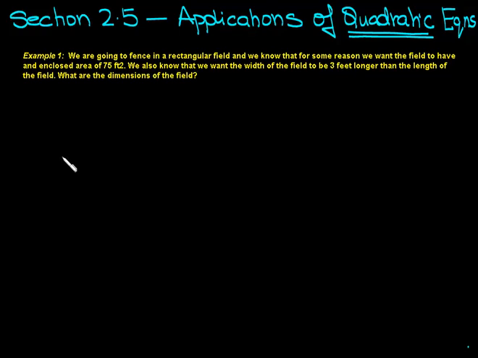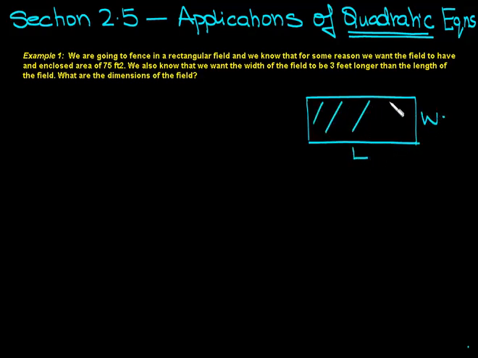In this first problem, we are going to fence in a rectangular field, and we want the field to have an enclosed area of 75 square feet. We also want the width of the field to be 3 feet longer than the length of the field. What are the dimensions of the field? So it's something like this. If I have a rectangular field, I'll call this my length and this my width, and it's going to enclose an area of 75 square feet. They asked us what the dimensions are, the length and the width of the field.